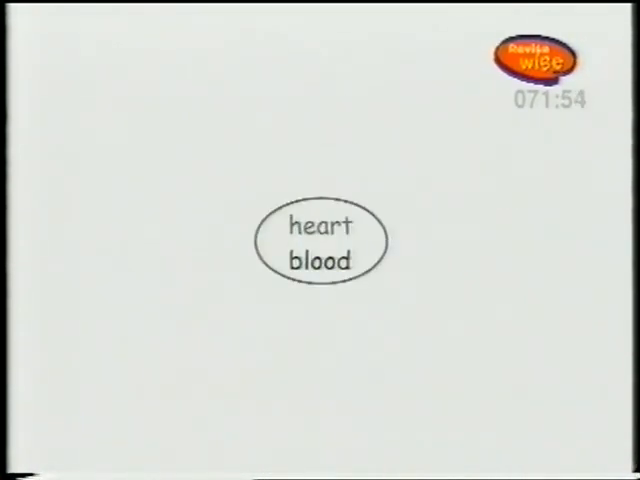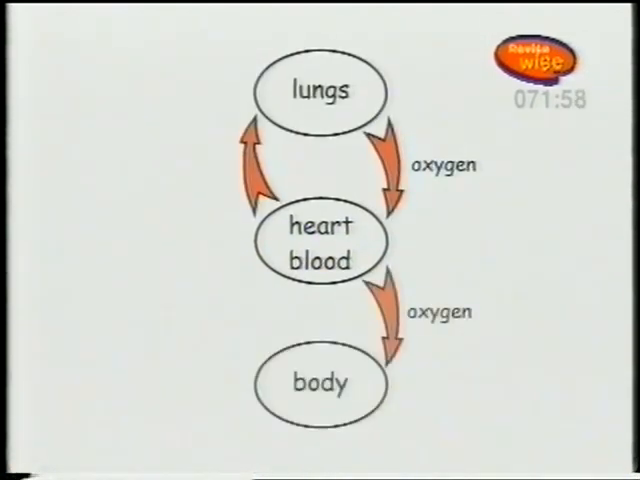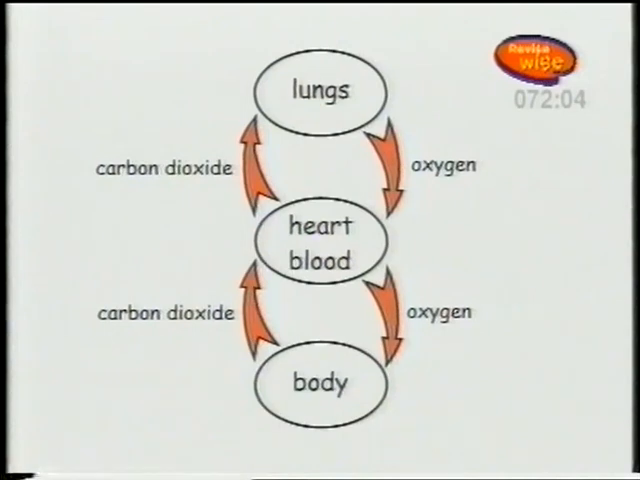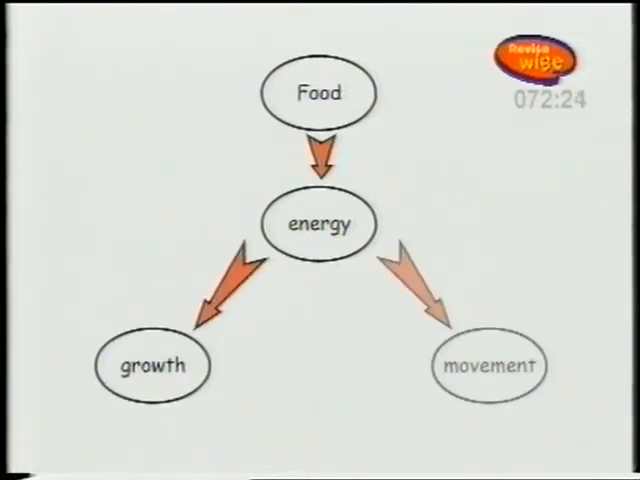Blood from the heart goes to the lungs to pick up oxygen, which gets pumped around the body. At the same time, the blood picks up carbon dioxide and takes it back to the heart and then to the lungs to get rid of it. Blood also carries digested food around the body. Food provides us with energy. Energy is needed for growth and for movement.